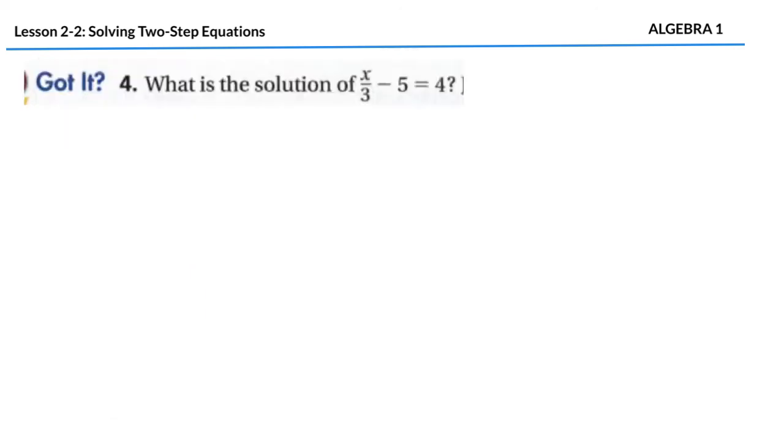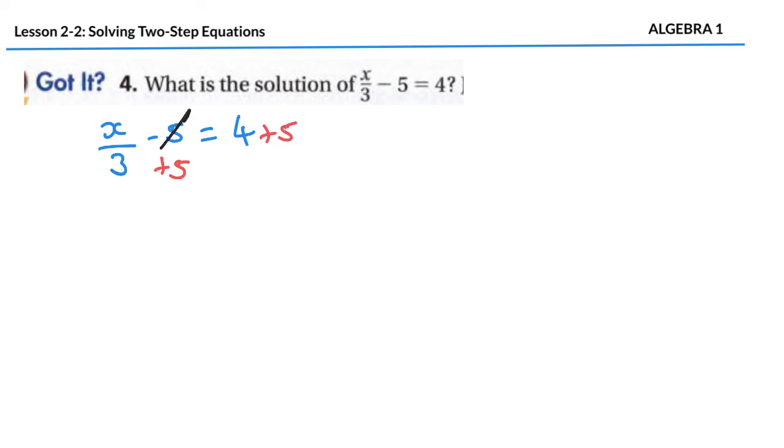Now let me see whether you have got it or not. Come on, let's try this out. What is the solution of x over 3 minus 5 is equal to 4? Let's rewrite this. X over 3, meaning x divided by 3, minus 5 equal to 4. Now let's be quick over here. What is it that you're going to remove? You're going to remove minus 5 first. How are you going to do that? By adding 5 on both sides of the equal sign.